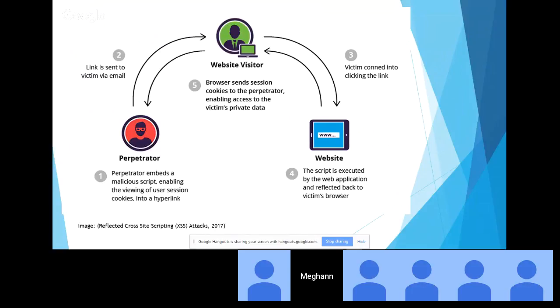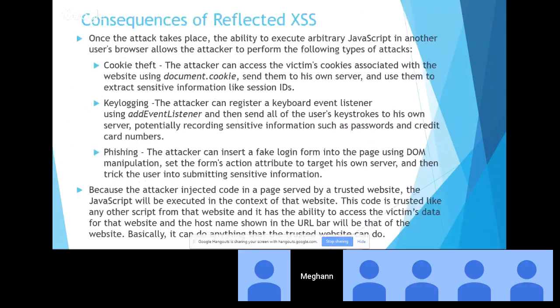Here's an example to show you what it looks like, to simplify it. The perpetrator embeds a malicious script enabling the viewing of user-sensitive data or hyperlinks. A victim or visitor is emailed or finds a link on a website. On clicking the link to the website, the script is executed by the web application and browser. The browser then sends that to the perpetrator, enabling access to the attack. Some consequences of the reflected attack.